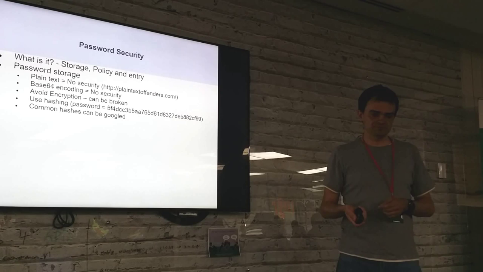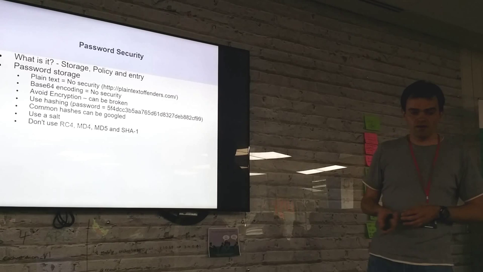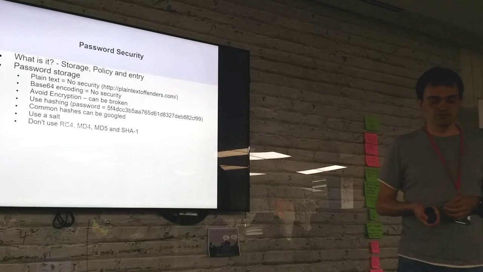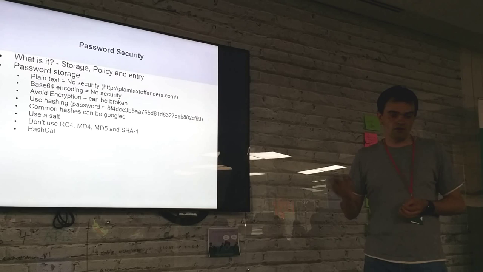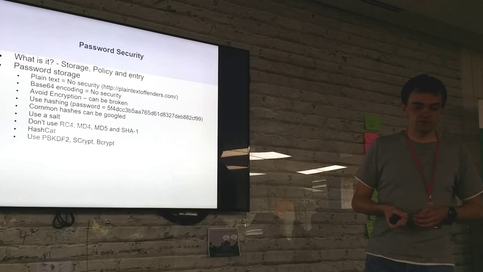However, the hashes can be Googled. You should always use a salt because that increases the amount of randomness in the hashing. And these hashes are all vulnerable, so RC4, MD5, and SHA-1 can all be reverse engineered fairly easily using a decent graphics card. The tool you use to do that is called Hashcat, and that can calculate billions and billions of hashes a second. So if you're not using a good hashing algorithm, then it's the same as using no hashing algorithm at all, and they can guess your password. What you should be using is something called PBKDF2, Scrypt, or Bcrypt, and they're decent hashes.